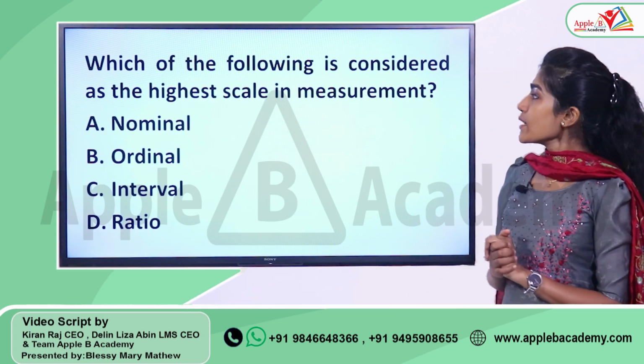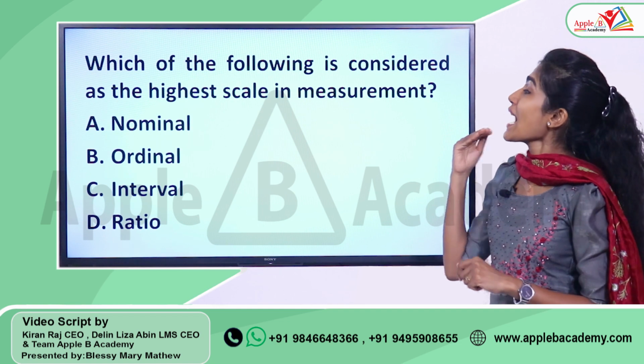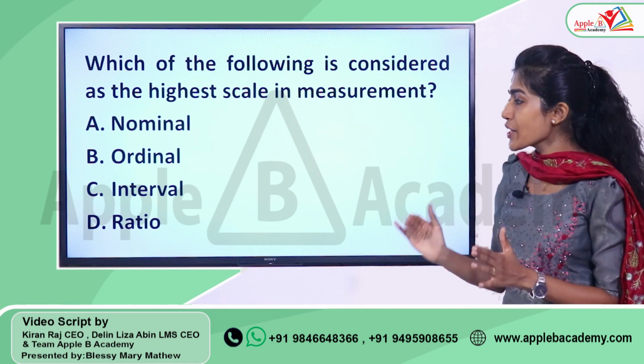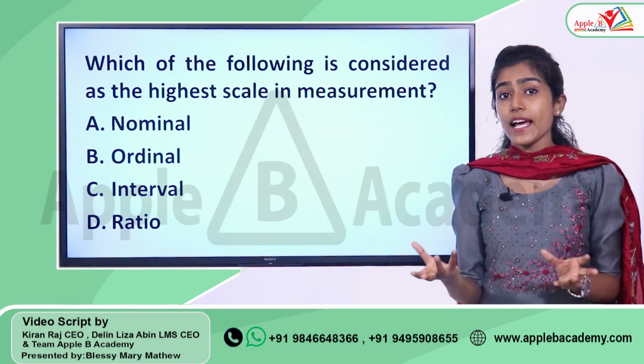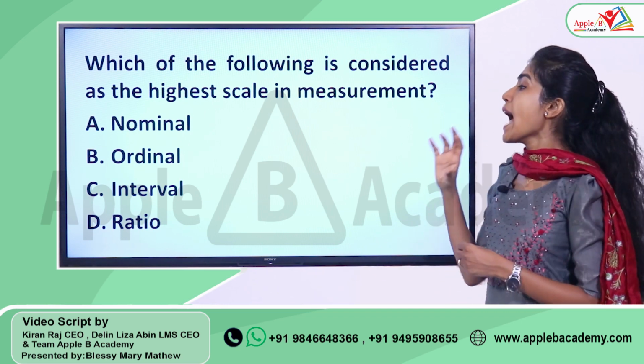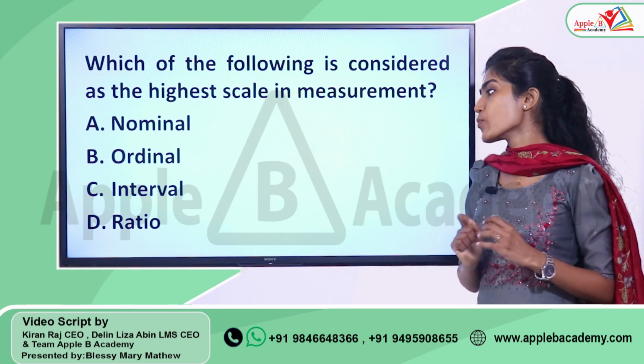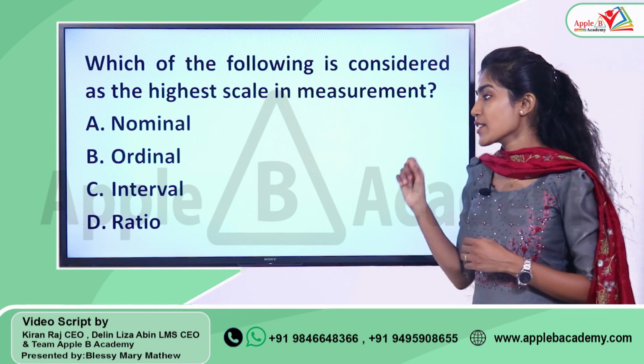Moving to the next question, which of the following is considered as the highest scale in measurement? And we have the options nominal, ordinal, interval, and ratio. So we have 4 different kinds of scales of measurement, and we consider ratio scale as the highest scale in measurement. In that sense, the right answer for this question is option D, that is ratio scale.